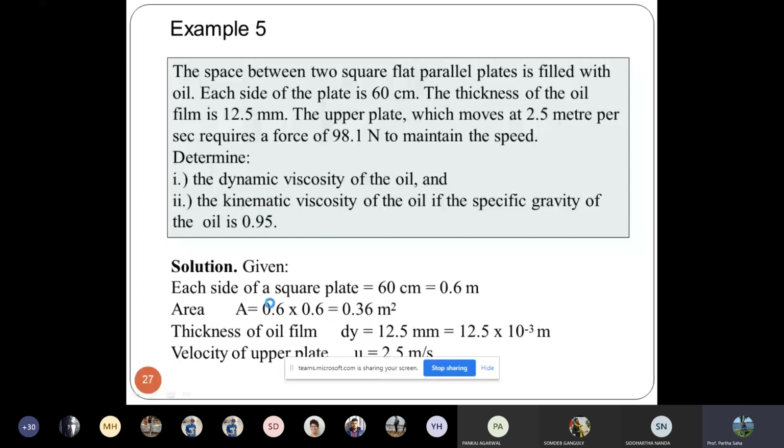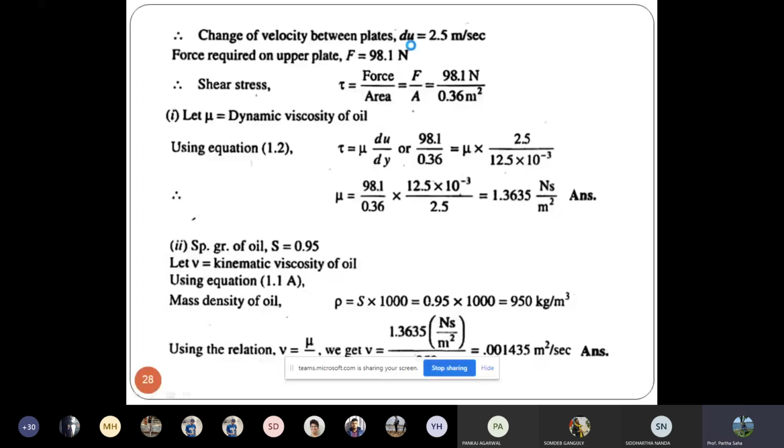So what are the parameters given? Area: each side of the square plate is 60 centimeter, that is 0.6 meter, so the area will be 0.36 meter square. Thickness of the film is given as 12.5 millimeter, that is 12.5 into 10 to the power minus 3 meter. Velocity of the upper plate is given as 2.5 meter per second. So change of velocity, because the stationary state, again like the previous problem, is 0, is 2.5 meter per second. Force required on the upper plate is 98.1 Newton.